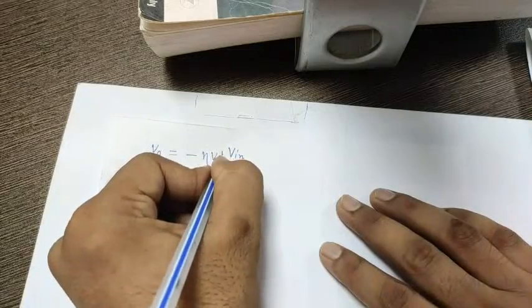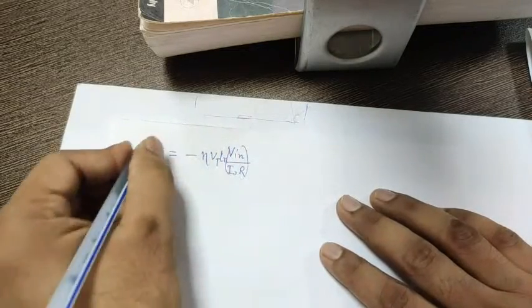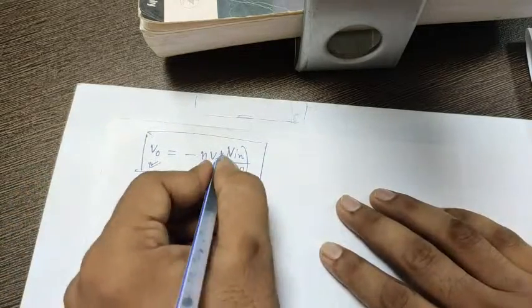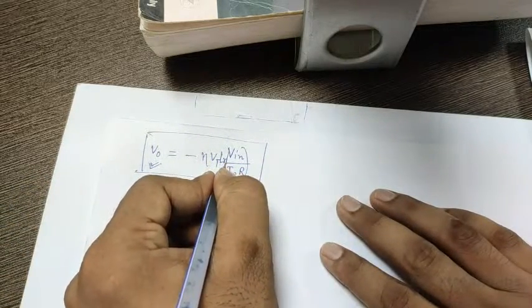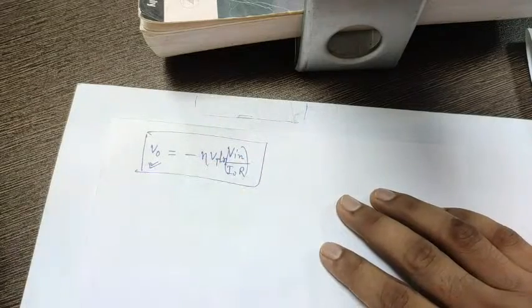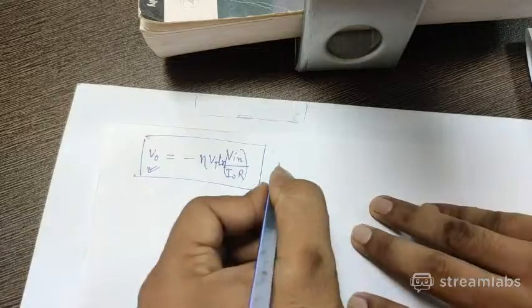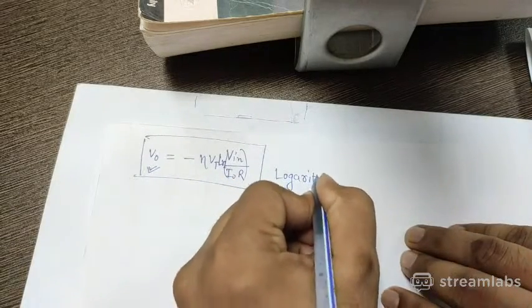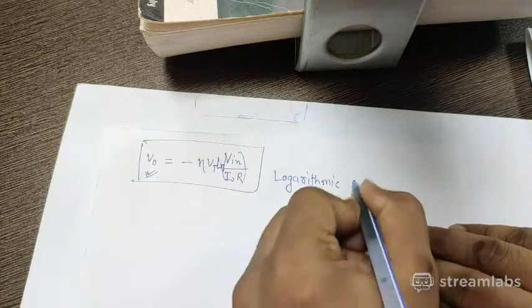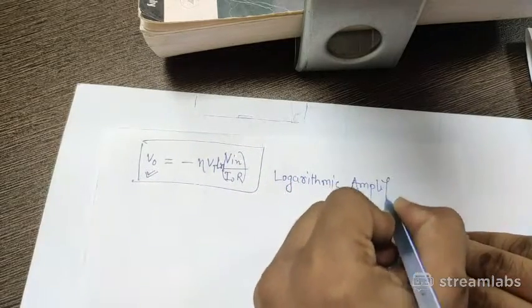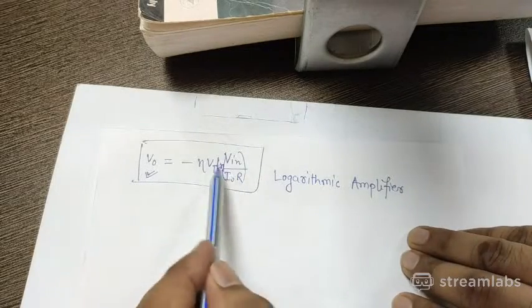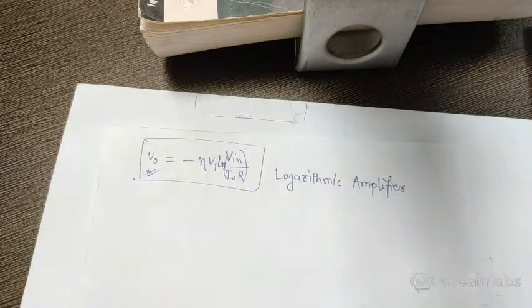Oh sorry, ln, log of this. So what we can see is that output voltage is equal to log of input voltage. Therefore this circuit is called logarithmic amplifier. You can see how easily we are able to do log of the input with the help of operational amplifier.